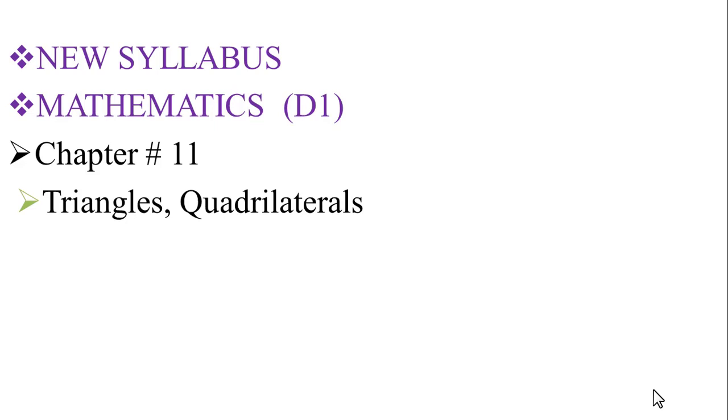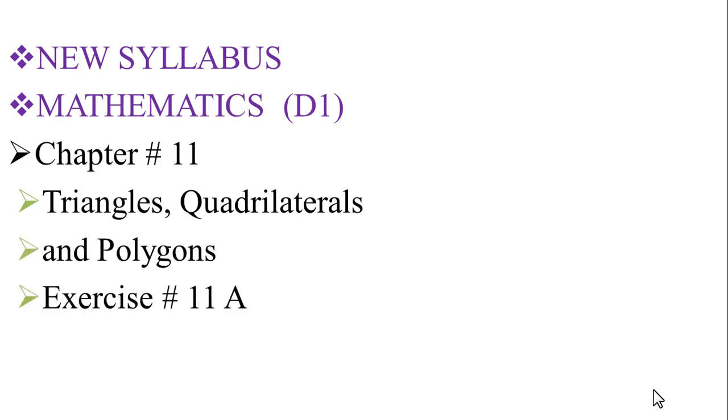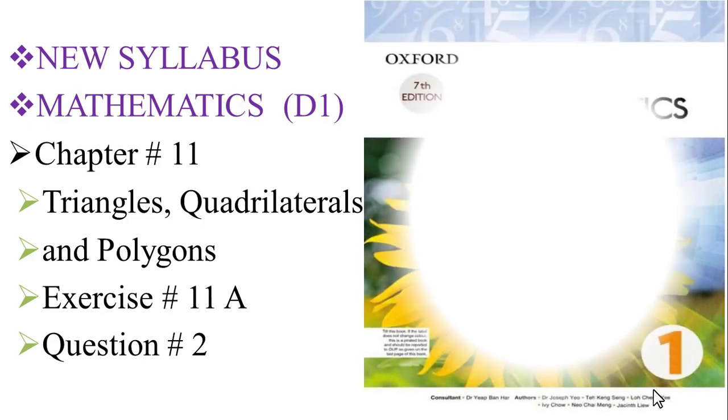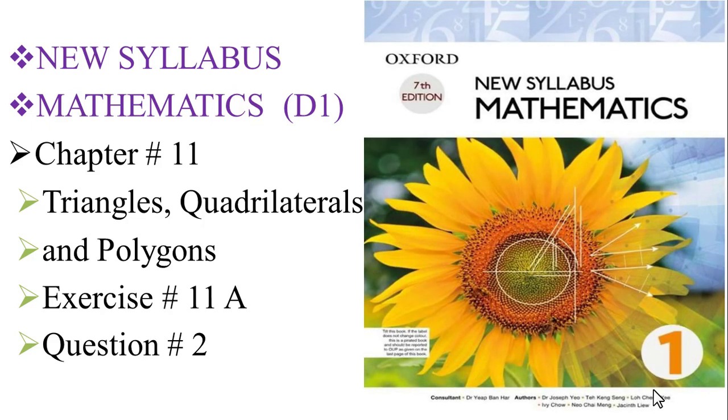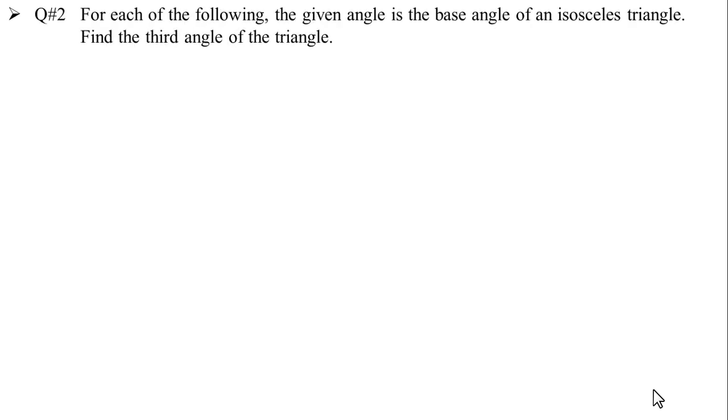New syllabus Mathematics Chapter number 11 Triangle, Quadrilateral and Polygons. Exercise 11A. Question number 2. Now we will start question number 2. In question number 2, for each of the following, the given angle is a base angle of an isosceles triangle. Find the third angle of the triangle.